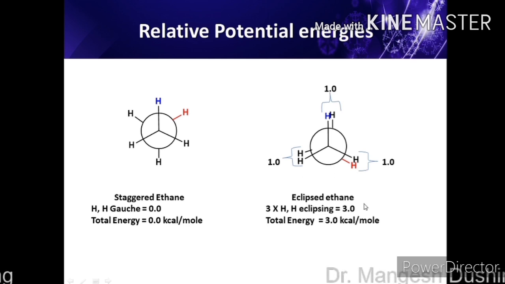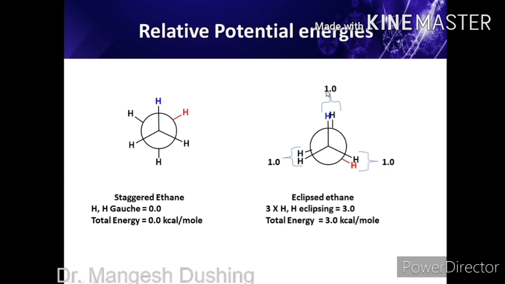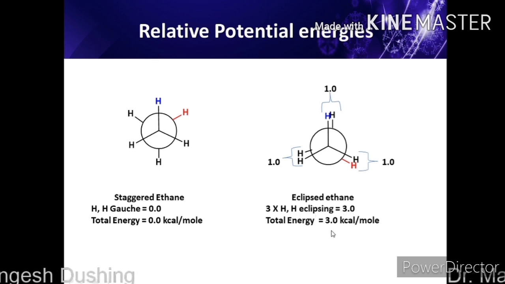This is the eclipsed structure of ethane. All hydrogens are parallel to each other. As we saw in the formula, if hydrogens are parallel to each other, the dihedral angle is 0 and energy is 1.0. Here also the same, hydrogens parallel, eclipsed, energy is 1. Here also the same, energy is 1. So the total energy of the molecule is 1 plus 1 plus 1, so 3 times hydrogen eclipsing is equal to 3.0. The total energy of the molecule is 3.0 kilocalorie per mole.